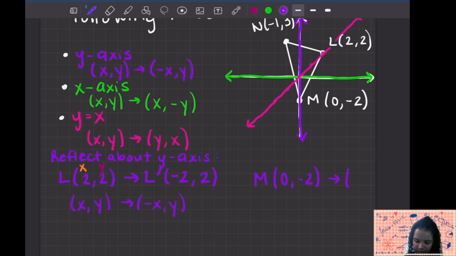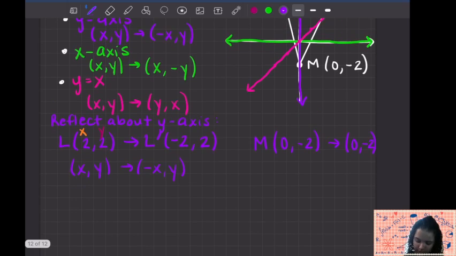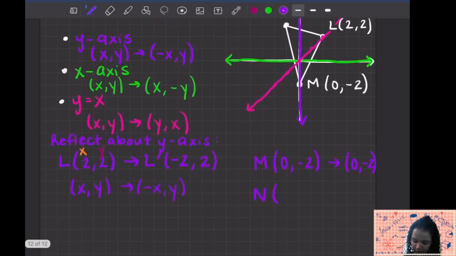And finally, we have N, which is at (-1, 3). So again, we're reflecting about the y-axis, so just change the sign. I forgot to add that. Change the sign of x, which is -1. So if I change the sign, it'll be +1. And leave y the same, okay? So that is when you reflect about the y-axis.